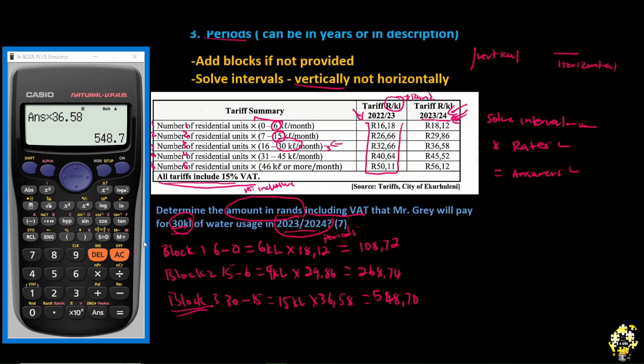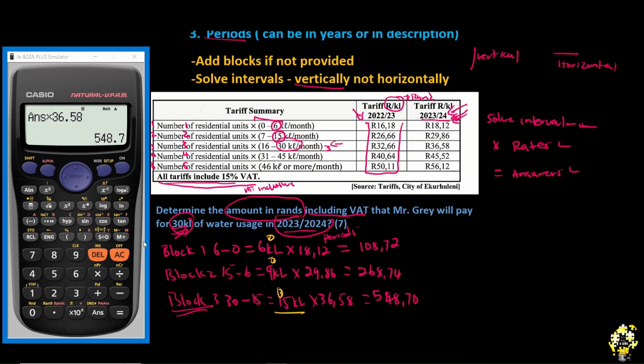Let's go and add all our intervals and see whether indeed they give us the 30 kiloliters that we are supposed to pay for. Where are our intervals? They are all here. So let me use a different one for adding our intervals. This is our interval number 1. This is interval number 2. This is interval number 3. You don't have to do this. You are only doing this for yourself to prove whether you have accounted for all that you are supposed to pay for, which is 30 kiloliters.